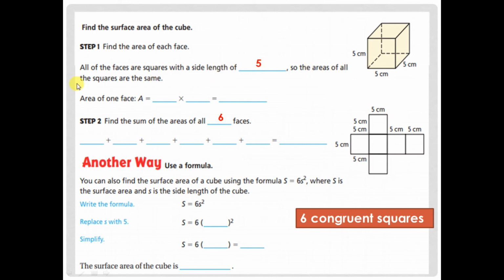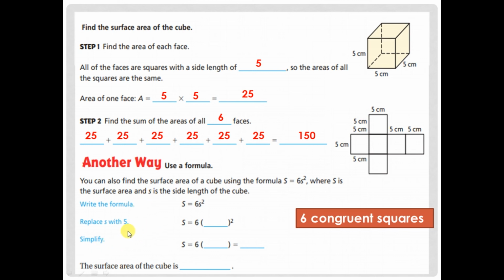So the area of all squares is the same. What is the area of a square? It's L multiplied by W. L is 5, W is 5, so 5 times 5 is 25. How many squares do I have in all? I have 6 squares for 6 faces. So let's add 25 six times: 25 plus 25 plus 25 plus 25. In all, it will be 150 square centimeters. The unit here is square centimeter.